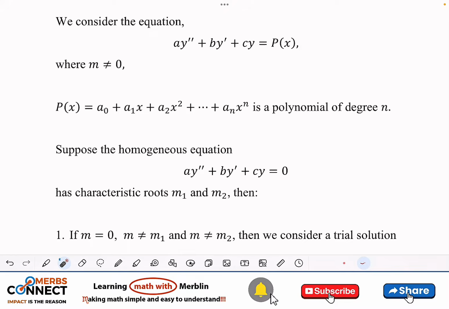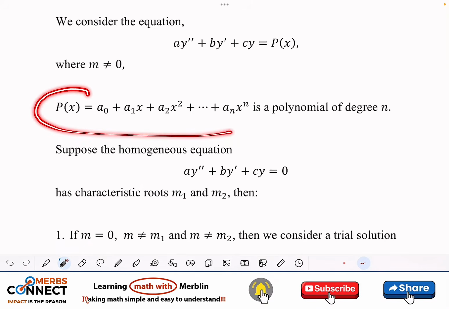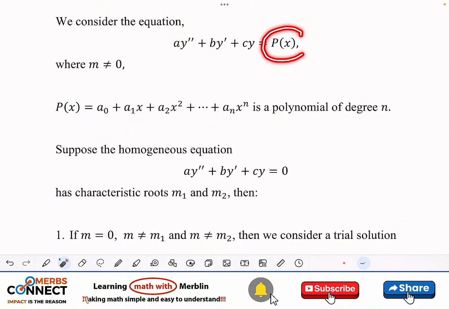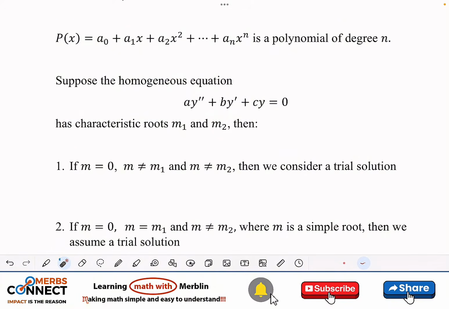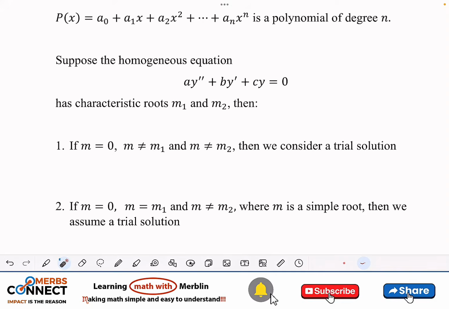So now what we are going to do here is, now we know that this is a polynomial function, and we are assuming that the non-homogeneous aspect, g(x), is the same as a polynomial function, right? Then we go through the same process again. We assume that the homogeneous aspect is going to give us m1 and m2. Then the first thing that we want to do is we consider when m is 0. You understand it better when we are solving the example.